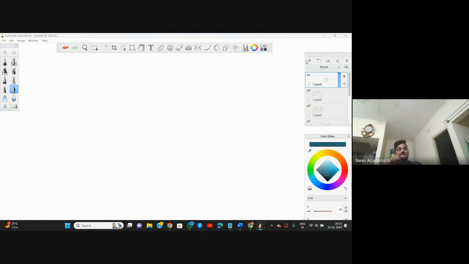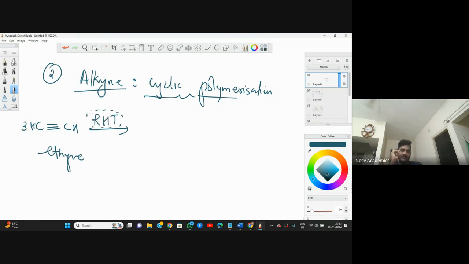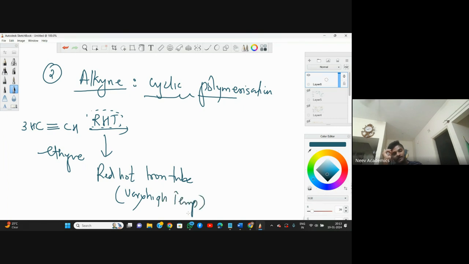The second one for benzene is from alkyne. This also I think you have learned in the alkane chemical properties, cyclic polymerization. I think I have heard this word, cyclic polymerization. So over here, what is going to happen? Our ethyne molecule, CH triple bond CH, this is ethyne. Three molecules of ethyne, when we heat in a red hot iron tube, maybe in NCERT they have mentioned RHT. RHT means the reaction is happening at a very high temperature. This is the red hot iron tube. Iron tube means the reaction is happening at a very high temperature.